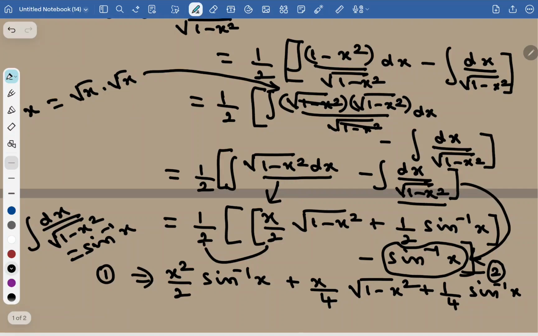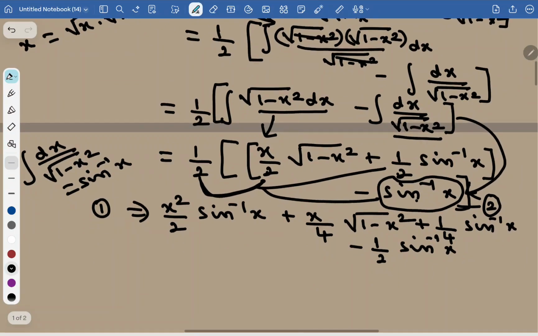1 by 2 is common to this term and also this term and also this term. Last term, minus 1 by 2 sine inverse of x. I am multiplying 1 by 2 with x by 2, 1 by 2 with 1 by 2, 1 by 2 minus sine inverse of x. This is the final answer.